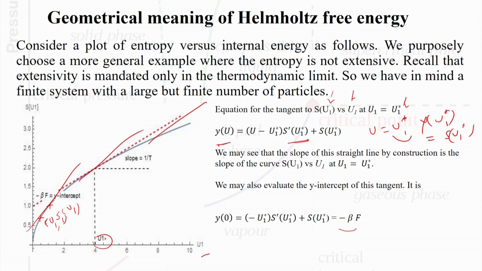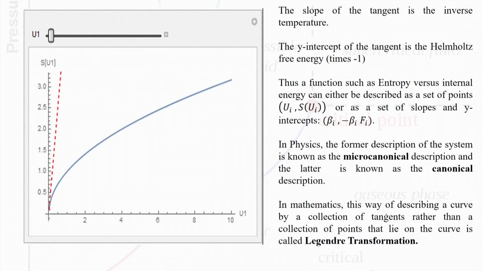So that's the geometrical meaning of Helmholtz free energy. It's the y-intercept. Of course there's a minus beta there, but other than that it's proportional to Helmholtz free energy. So Helmholtz free energy is proportional to the y-intercept of the tangent to the entropy versus energy curve. Okay. So that's the geometrical meaning of Helmholtz free energy. You can see this happening, for example, by this animation that I just created.